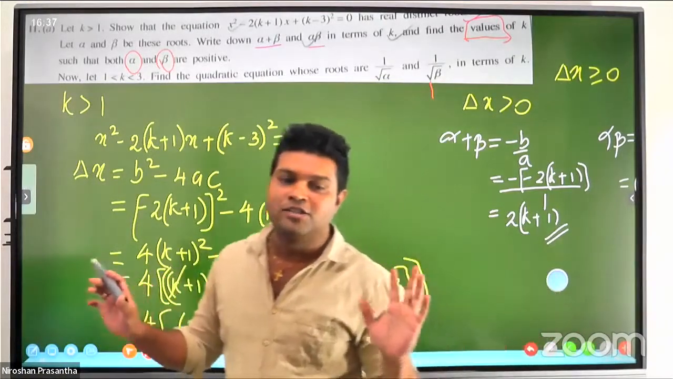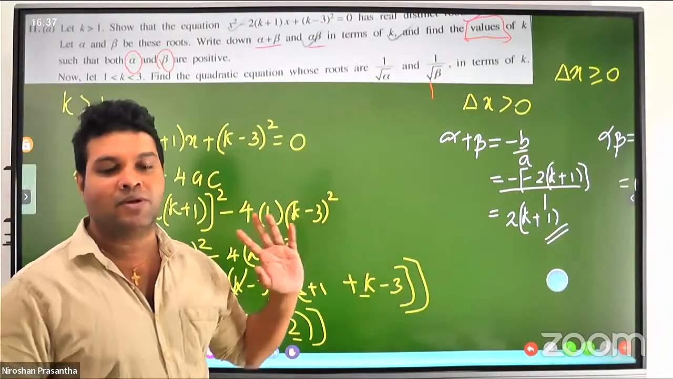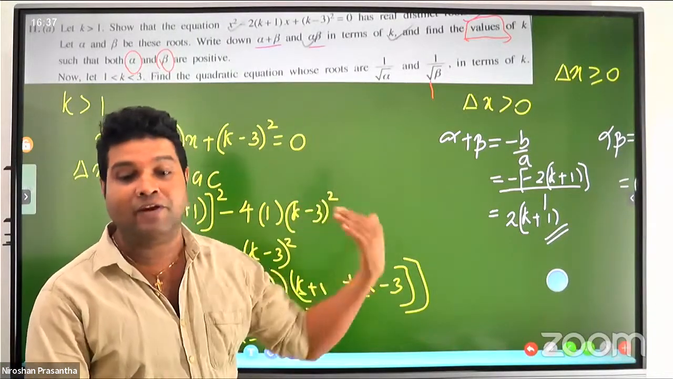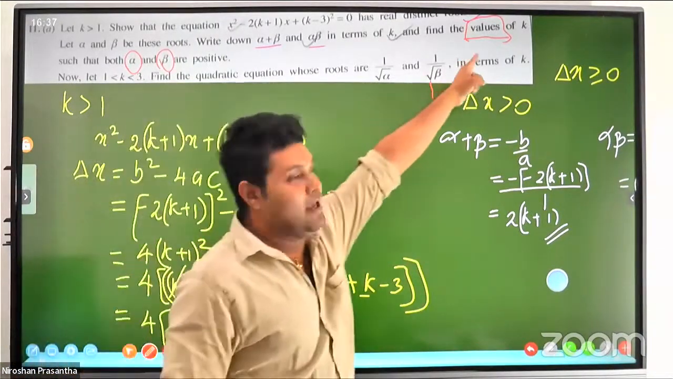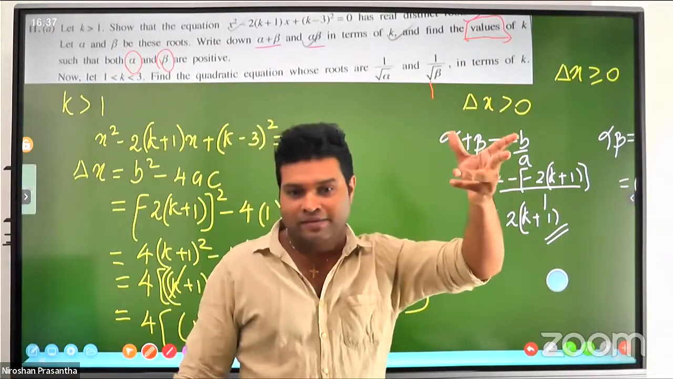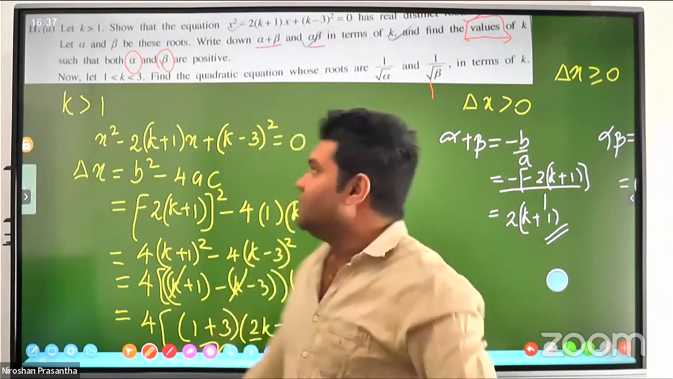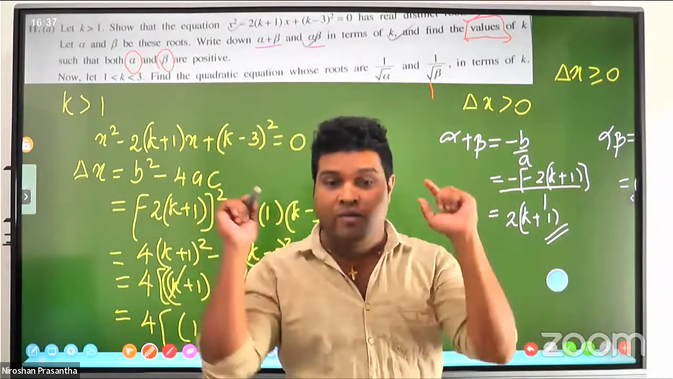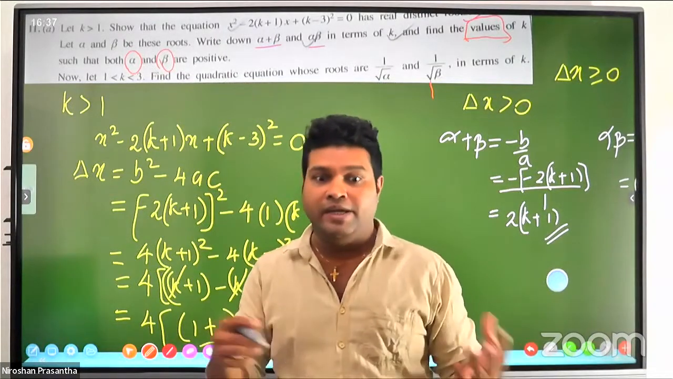You can comment, right? "Values of k" means one value or several values. There can be several values. Several values means it can be an inequality. Values of k, you must read it carefully. Value of k, not values of k, right? Therefore, values of k such that both alpha and beta are positive. Then you can accompany what alpha and beta roots.